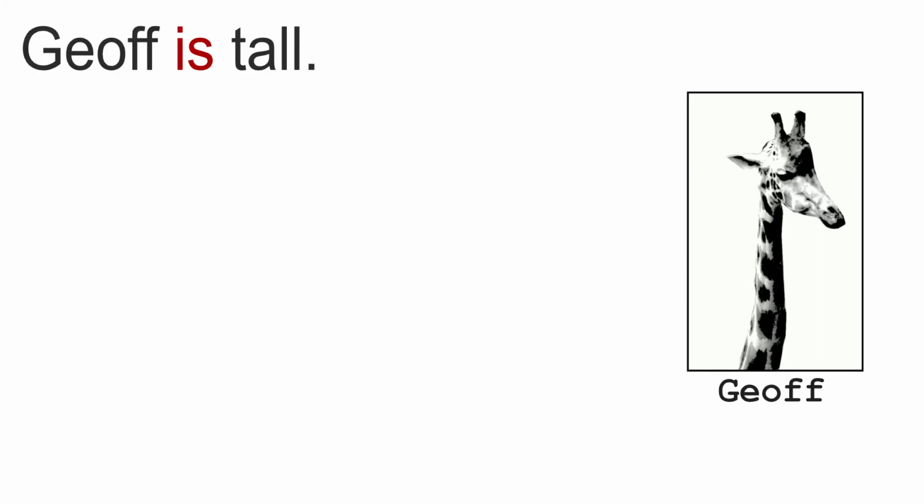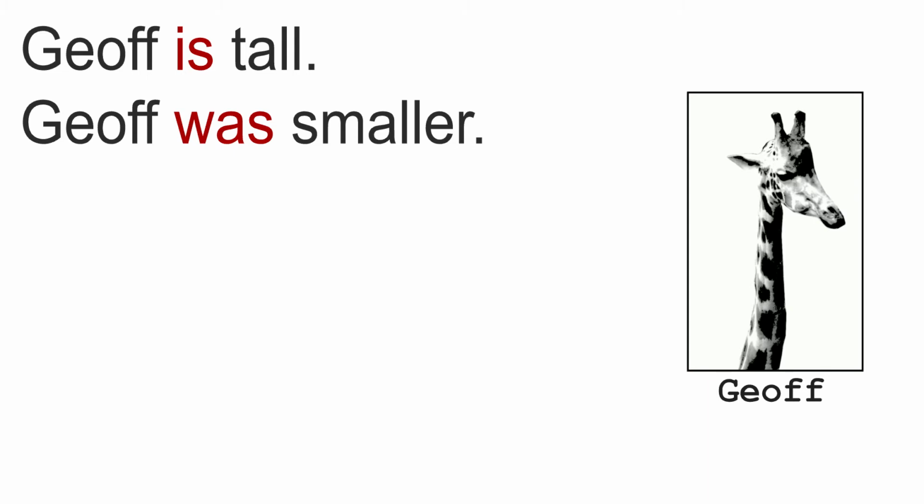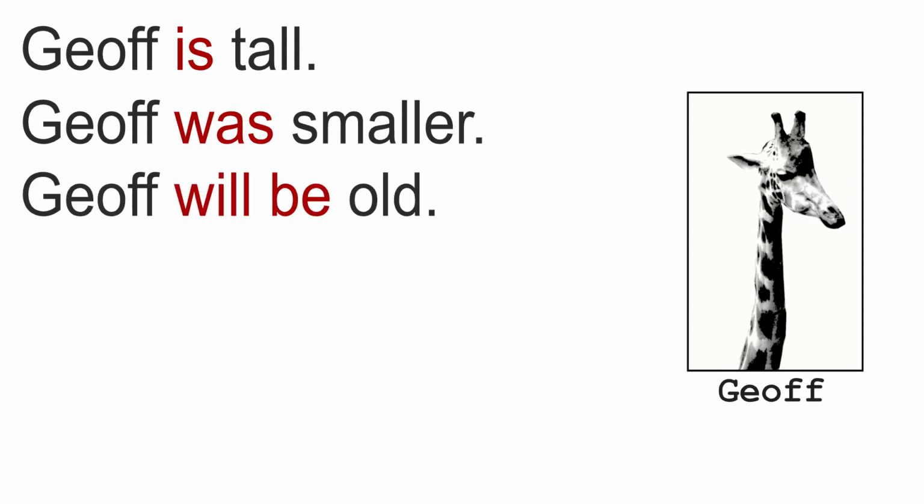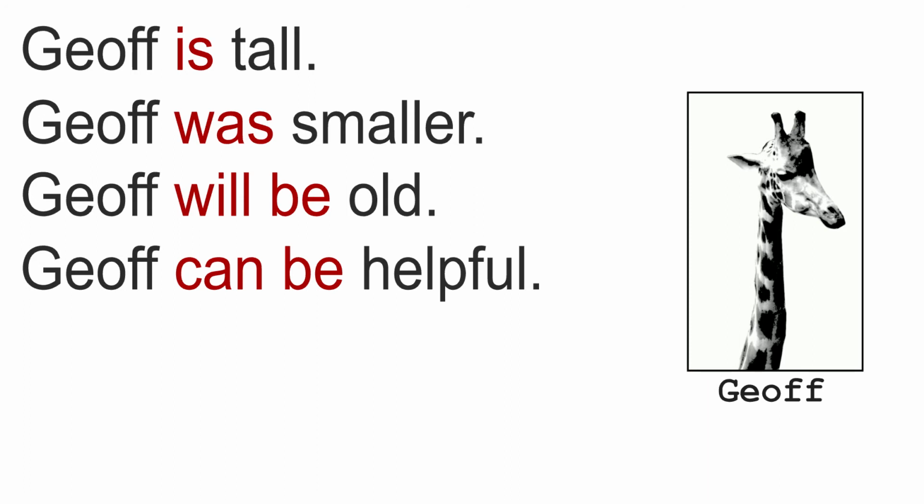Okay, fine, right? This is a simple sentence in the present. You know this is easy, right? So, let's talk about the past. Geoff was smaller. Yes, he was smaller because giraffes, like people and inflation, all grow. Geoff will be old. Okay, so far so good, right? Easy, yeah? Okay, good. Geoff can be helpful if he wants to be. And he can. He once helped me when my phone broke. Saved me loads of money, he did.